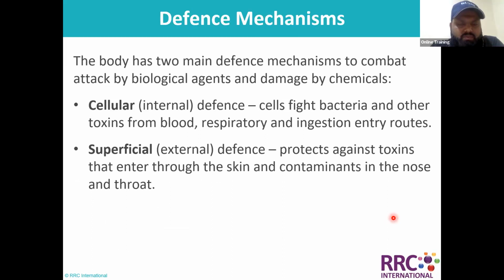Next is: what is our defense mechanism? We have basically two main defense mechanisms to fight the attack by biological agents and damage by chemicals. One is cellular, that is your internal defense, in which your cells fight bacteria and other toxins from blood, respiratory and ingestion entry routes. Once some objects get into your body, your cells start fighting the microorganisms or the chemical. The next is superficial, that is the external defense system, in which you protect yourself against toxins that enter through the skin and contaminants in the nose and throat.